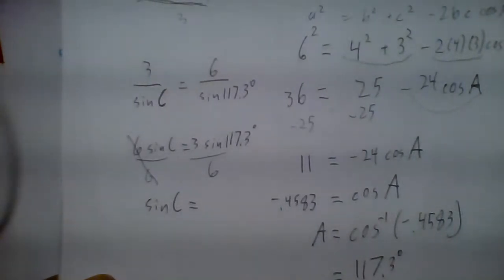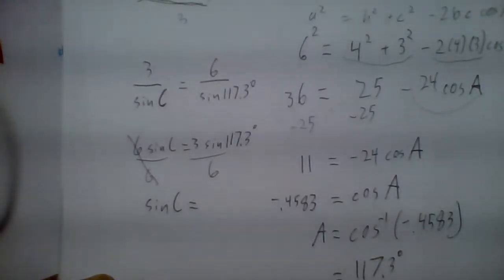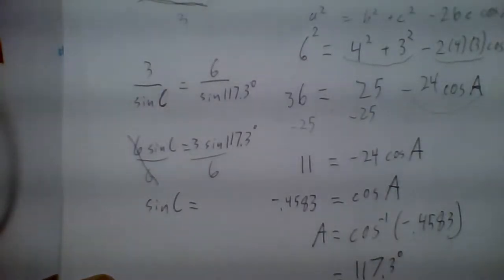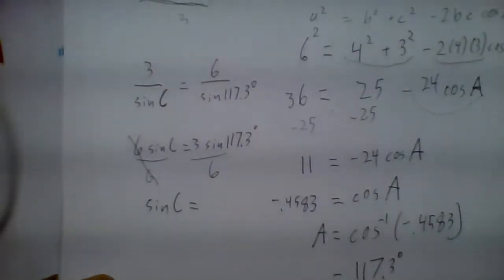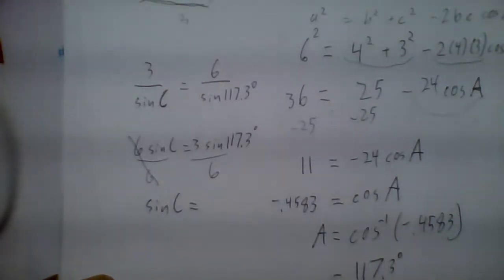I really like to write down the result of all of this, and then I'm going to do the inverse sine part to get the angle. But I like to write down what sine C comes out to. So that's, let me see what it comes out to. 3 times the sine of 117.3, divided by, well, the result of that divided by 6. I got 0.4443.